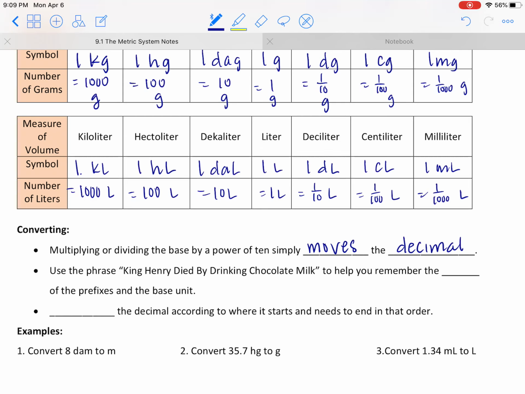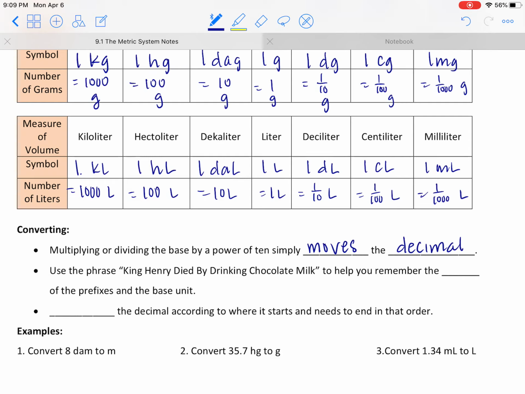Unlike in our standard system, which we'll look at tomorrow, if you want to convert from, let's say, inches to yards, you're going to have to know how many inches are in a foot and how many feet there are in a yard, and you have to do multiplying and dividing by numbers that aren't powers of 10, and that makes the conversion a little trickier. Whereas multiplying or dividing by a power of 10, which is exactly what happens here with these prefixes, simply moves the decimal. It's really easy.